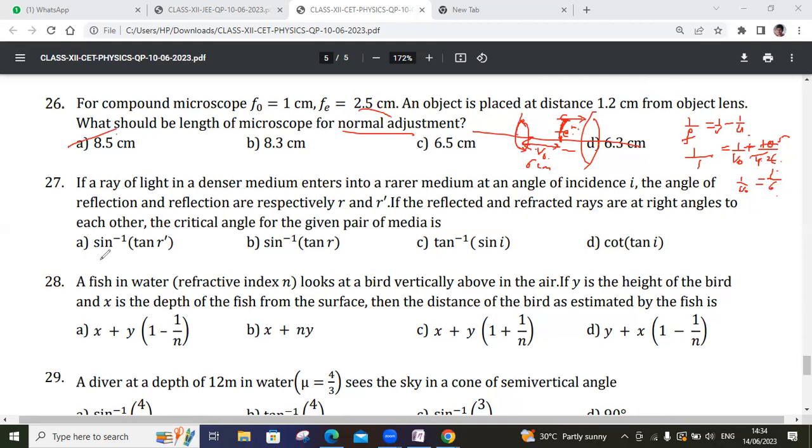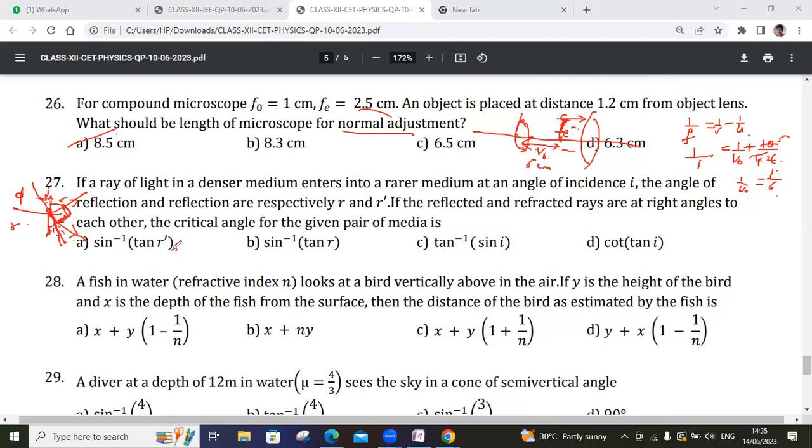Okay. Now the 77th. This we have done in the class, I think. If a ray of light in a denser medium enters a rarer medium, it bends away from the normal. So it will bend like this. And they have told the angle between the reflected and refracted rays is 90 degree. And this is r, this is i, this is r dash. Now we are asked the critical angle.